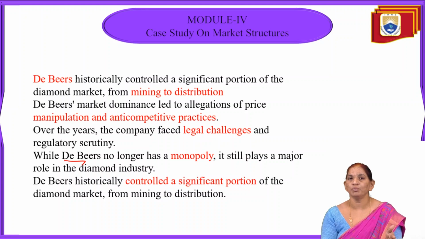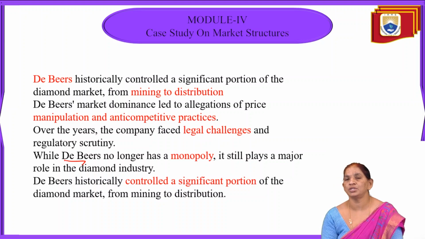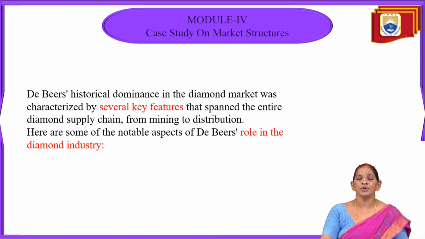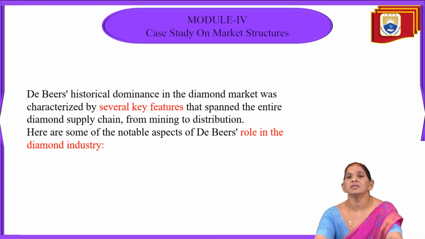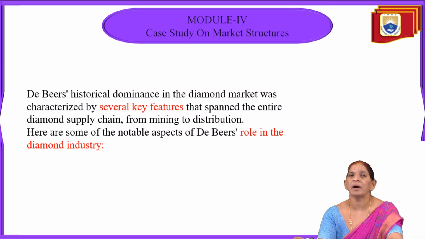Totally, a significant portion of the market was controlled for diamond production and also the distribution network. So we see what challenges it has faced relating to its manipulation and anti-competitive practices. As we know, De Beers has historically dominated the diamond market, which is characterized by several key features that span the entire supply chain from mining to distribution.